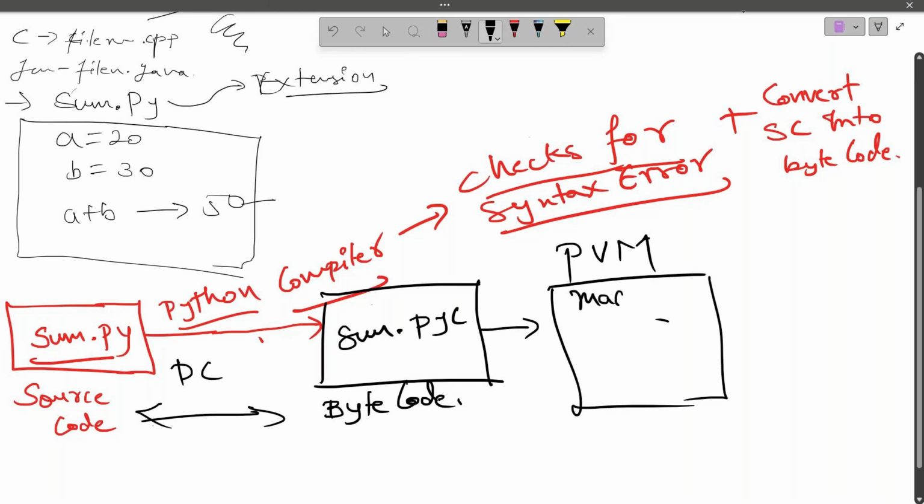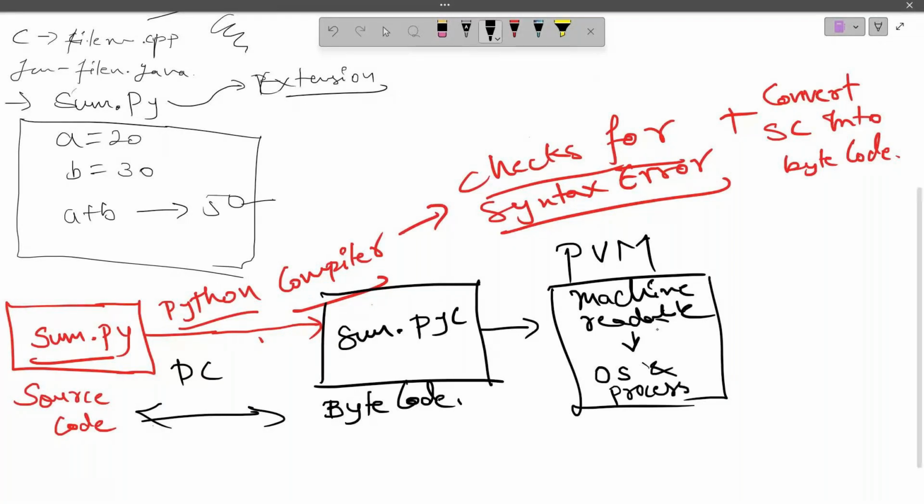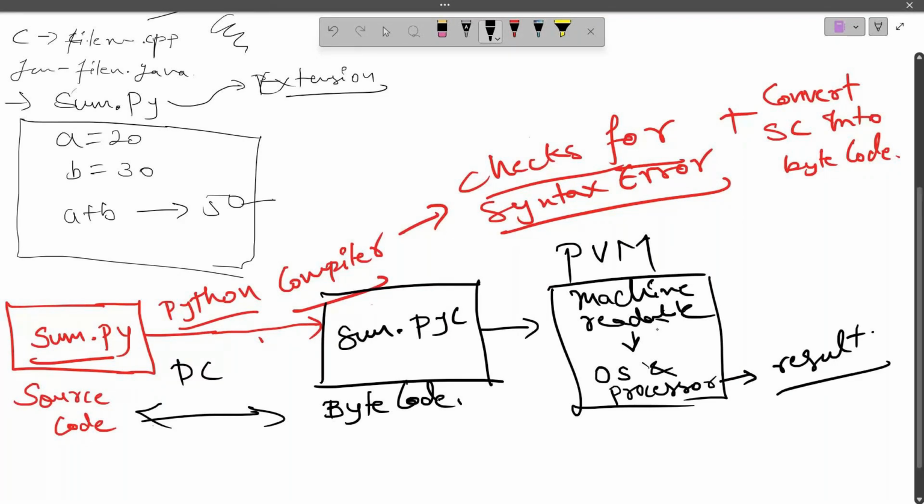Machine readable code, you can say. Is it clear? After this bytecode gets converted into machine readable code, it will come to the operating system and the processor, and we'll get the result. That's it. This is the step. Did you understand now? Any doubt?